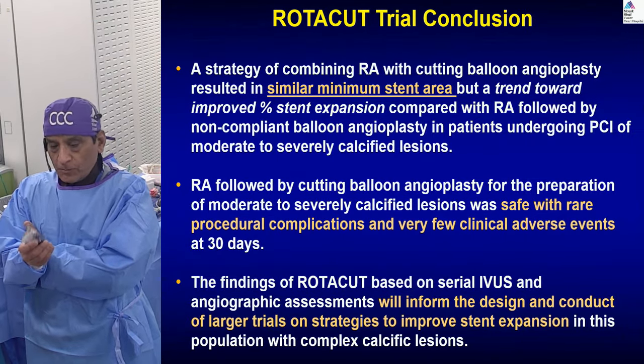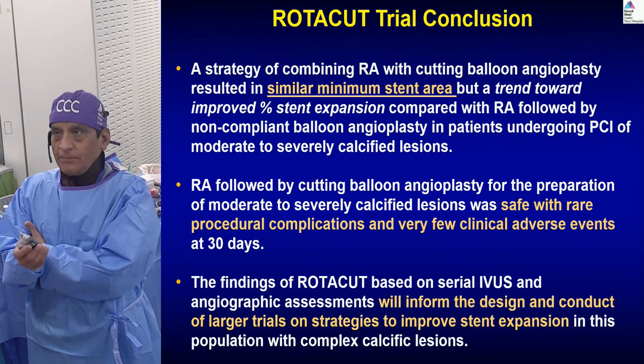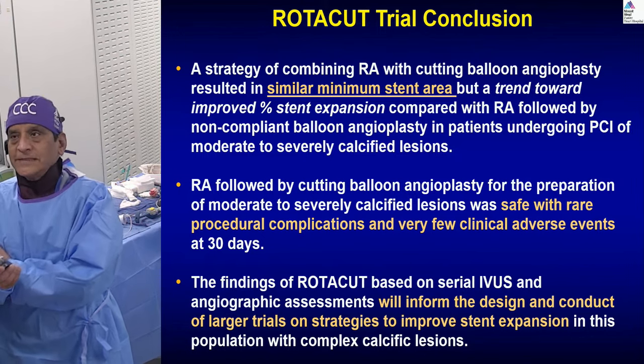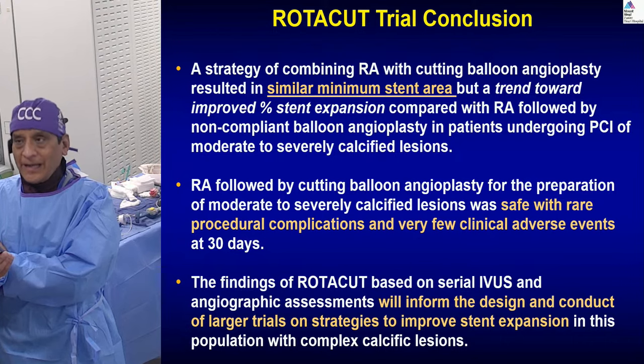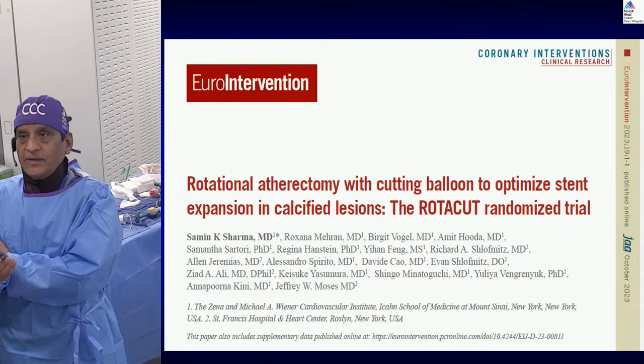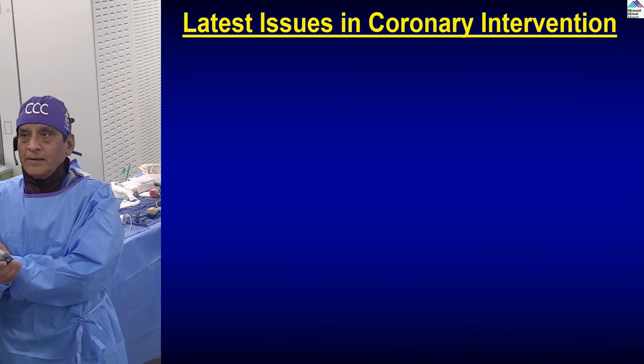So yes, the primary endpoint was not met for the minimum stent area, but there was some benefit in stent expansion and calcium fracture. Whether it will lead to some better benefit in a large study needs to be seen. This was actually a simultaneous publication in EuroIntervention. So this was our nice central figure, which I have put here.